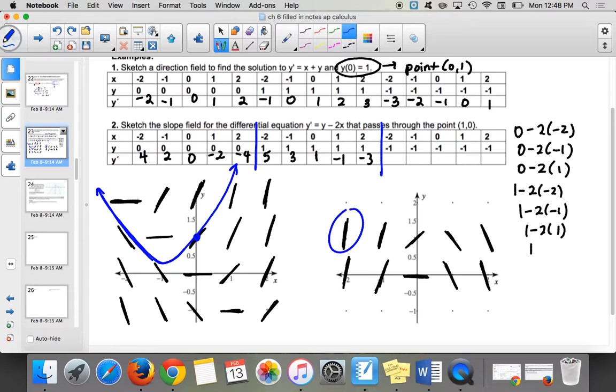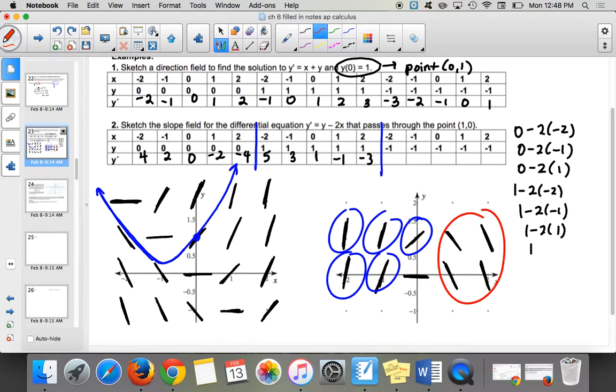So you would look at these 4 to make sure that they're going up. Then they would look at these 5 to make sure they're going up. And then they would look at these ones to make sure they're going down. And then they would look at any of the 0 slopes that you have. So they would look at this one as well. So that's really as specific as they get.